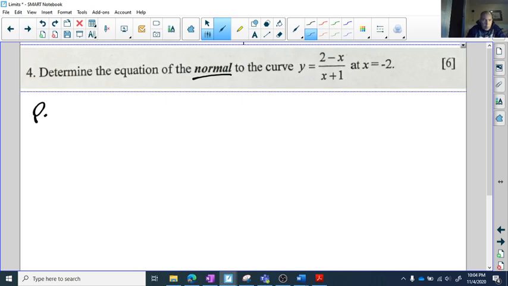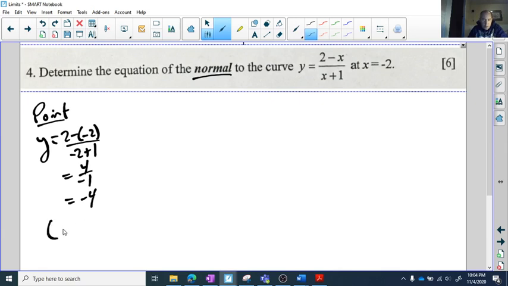Let's start with our point first. So we'll find our point. Fill in -2 to get your y value. So 2 minus a -2, over -2 plus 1, will give me 4 over -1. So the y coordinate is -4. So x is -2 and y is -4. There's my point. Next thing I need is slope.